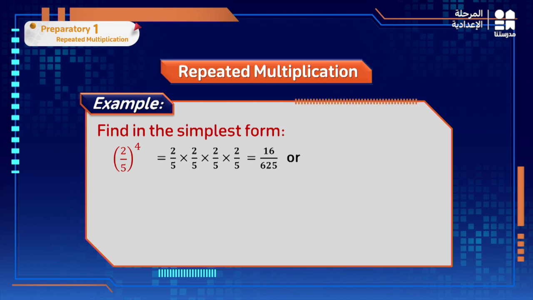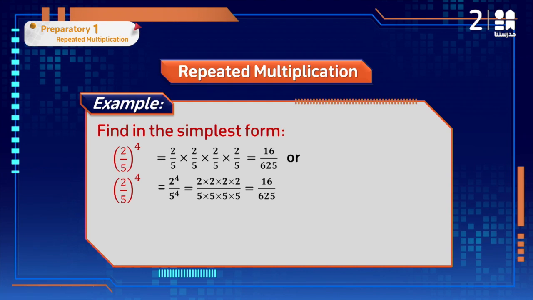And as we know, we will multiply the numerators. 2 times 2 is 4, times 2 again is 8, then times 2 is 16. Then 5 times 5 times 5 times 5. We can multiply in any order. So let's get 5 times 5 is 25, and the other 5 times 5 is 25. Then multiply 25 by 25, which is 625.